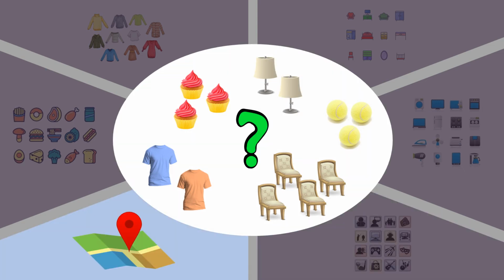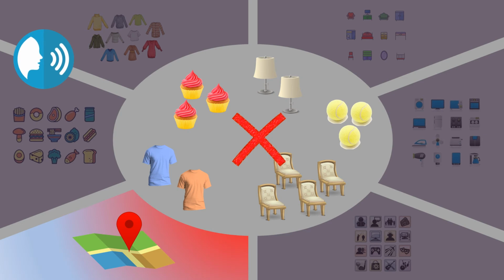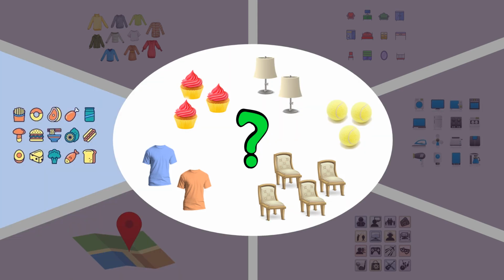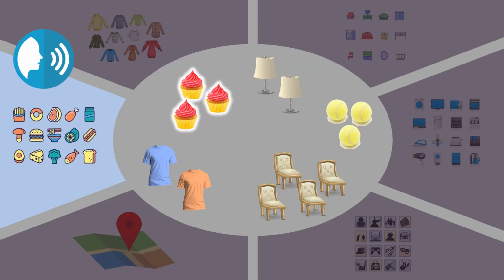Are there any places? No, there are no places. Is there any food? Yeah, there are 3 cakes.